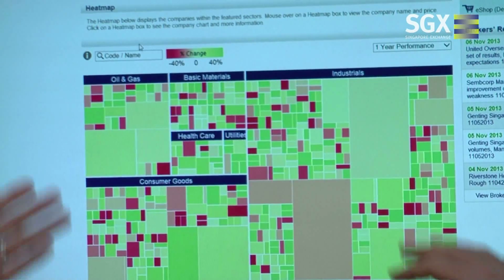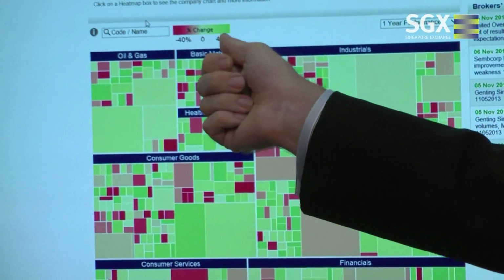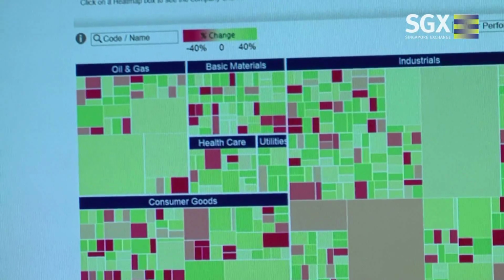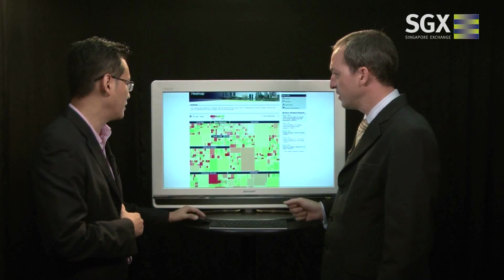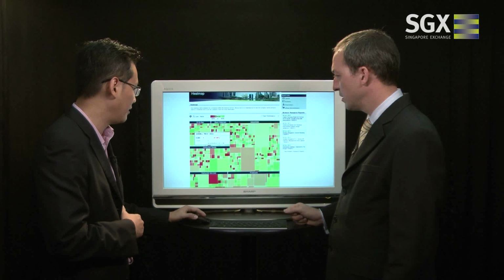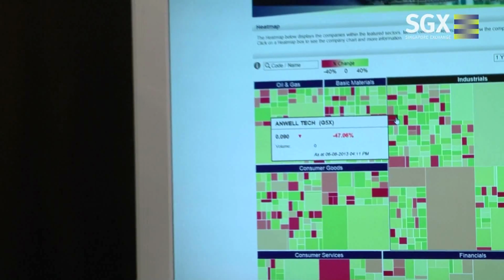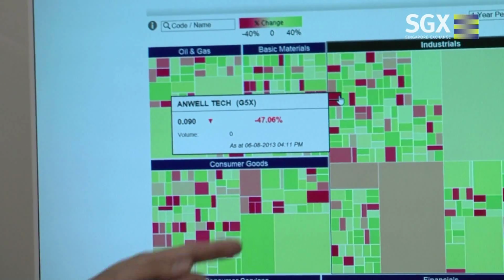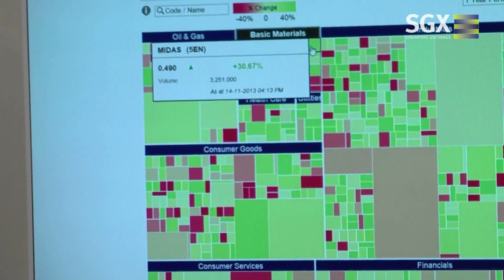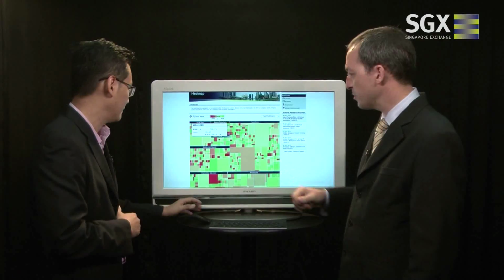Right, so we've seen quite a lot of different colors, and this has gone from 6 to -6, all the way up to 40 to -40%. That is correct. So those in deep red have lost more than 40% over the past 1 year, for example. And those in deep green have increased by almost 40% or more over the past 1 year.